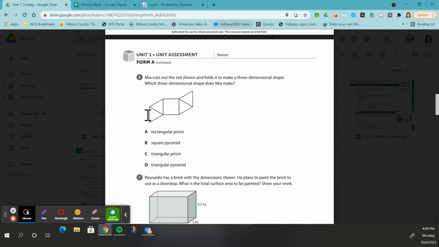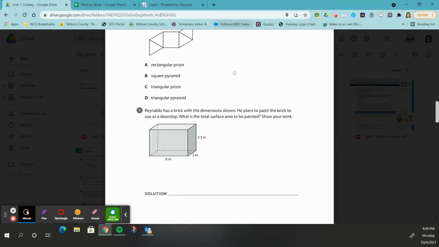Now, if you remember anything about nets, when they have a lot of triangles like this, we're not talking about a prism. We're going to be looking at pyramids. So we have either a square pyramid or a triangular pyramid. And in this case, the base is a square. So the fact that it's not all triangles tells me that this is a square pyramid. So we have a square pyramid on number 6. So the answer there is B.